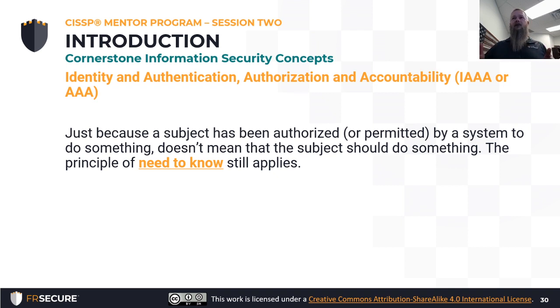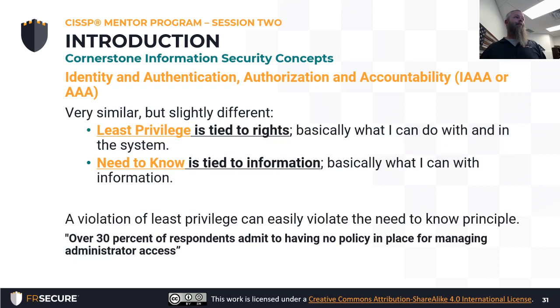That's a classic need to know scenario. There's no need to know, so don't access it. Just because I can doesn't mean I should. That's need to know. Least privilege is always tied to rights. So rights is the system. So least privilege is system, need to know is data or information.